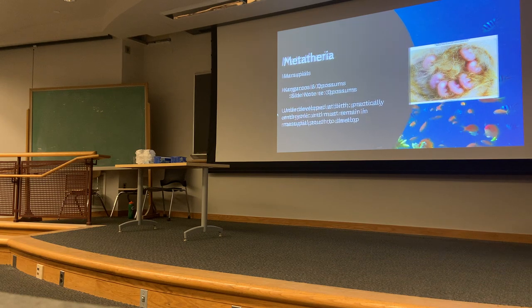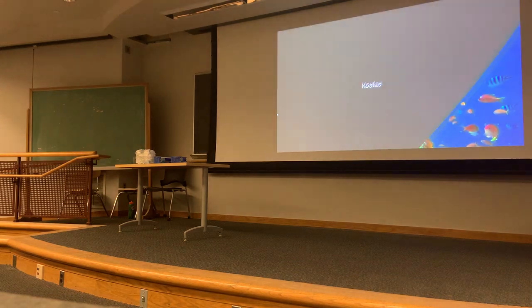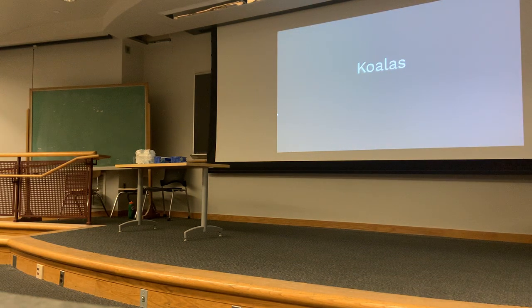Marsupials, just kangaroos and possums. Baby kangaroos are really cute. They do have nipples that they are feeding off of, so unlike monotremes. Yes, there are koalas in here too.